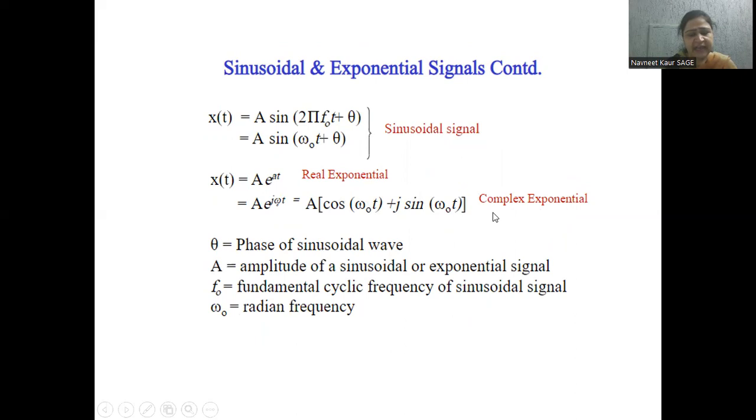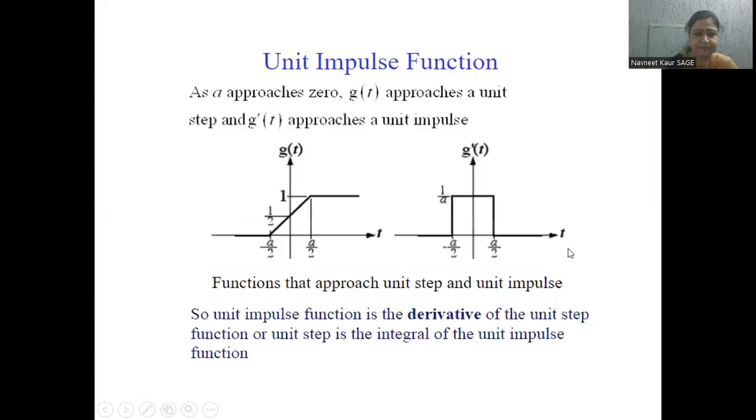Now, we can have a complex exponential also, which is written as A e raised to power j omega naught t. This is represented in the form of a phasor. The phasor has maximum amplitude A and omega naught is the frequency. Here e to the power j omega naught t, as given by Euler's rule, can also be written as cos omega naught t plus j sin omega naught t. Here omega naught is the radian frequency and A is the amplitude of this exponential signal.